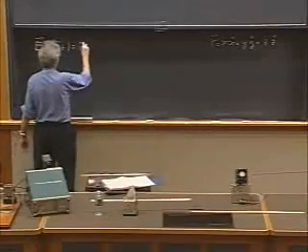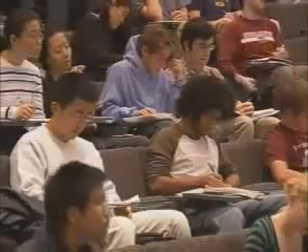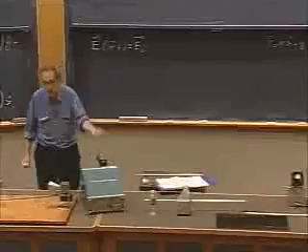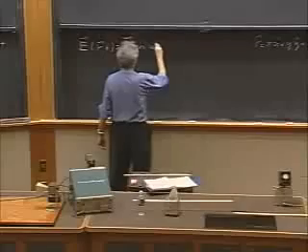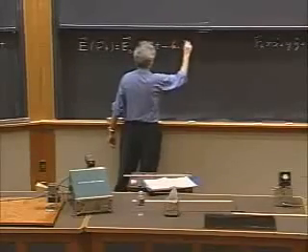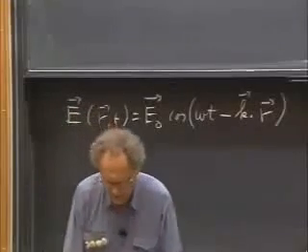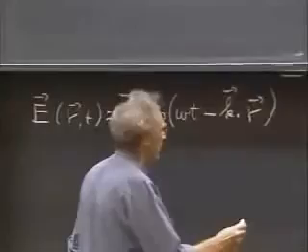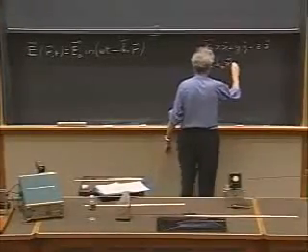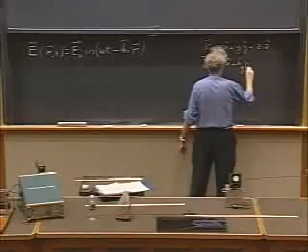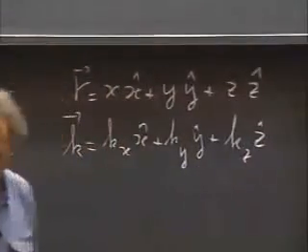And now E0 is a vector. It's not in x or y or in z. It is in 3 dimensions, so this E0 has an x component, a y component, and a z component. And now I can write down here the cosine of omega t minus k dot r, which is now the most general way that I can write this electromagnetic wave, whereby k is kx in the x direction plus ky in the y direction plus kz in the z direction.